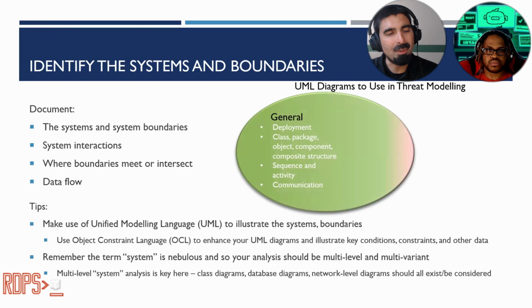When we talk about using our UML diagrams in threat modeling, we have different classes. So in general, it's great to use your deployment UMLs. It's great to use your class and package, object, component, and composite structure UML diagrams. All of those are nice and they're typically relatively high level documents, but they can also go deep. So they allow you a lot of latitude in how deep your threat modeling is going to go, how focused it's going to be, or how wide it's going to be.